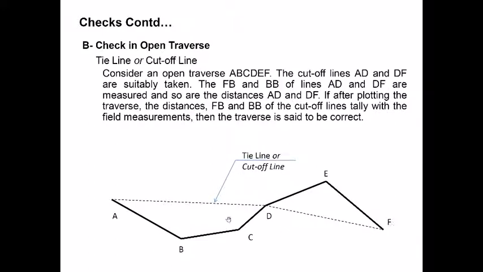Now we didn't discuss the checks that we can apply in open traverse. So all the checks so far were for closed traverse. But now let's see this open traverse A, B, C, D, E, F.